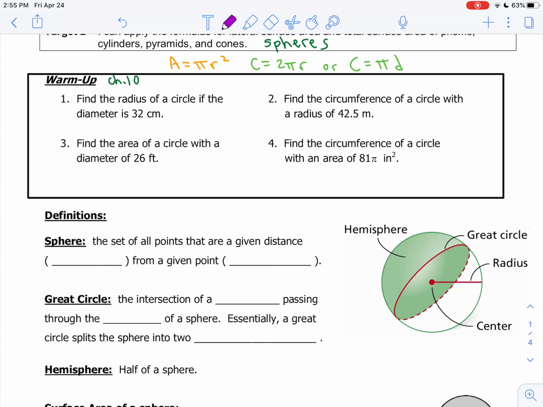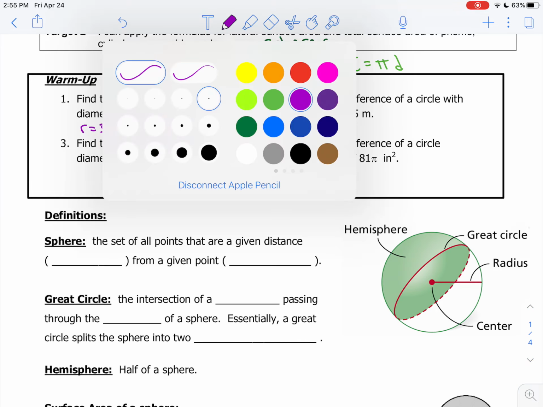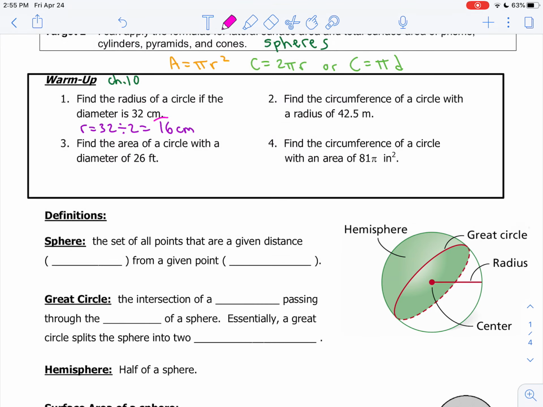And just a review, that the radius is half of the diameter. So the radius is 32 divided by 2 is 16. And if you're asked for units, the radius is a length. So we'll stop at centimeters.